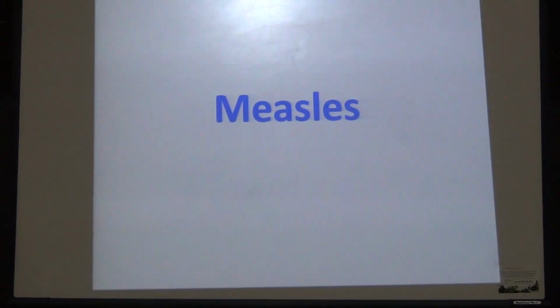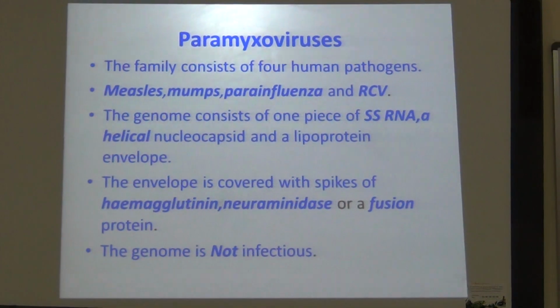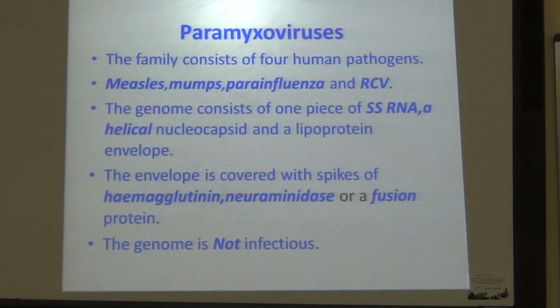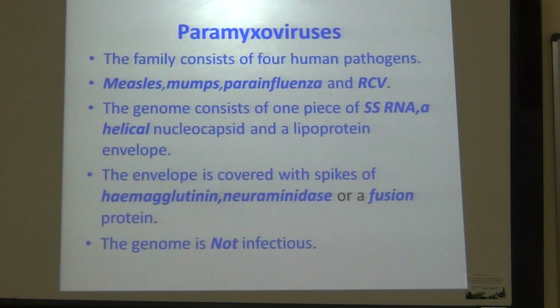The measles, as you know, is a virus which belongs to the Myxovirus family. The viruses are classified into families, as we discussed earlier. The family consists of four viruses: measles, mumps, parainfluenza virus, and respiratory syncytial virus.